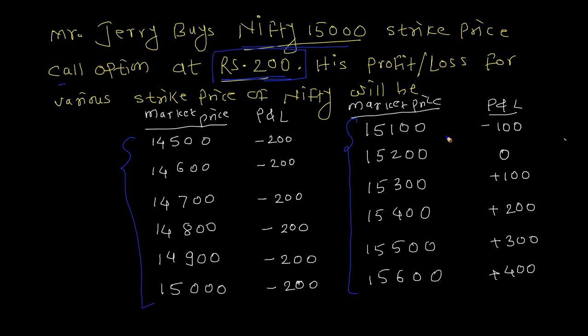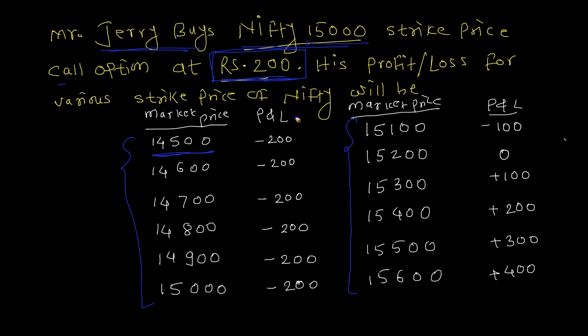So let's say the price is 14,500. We are talking about the profit of Mr. Jerry, who is the option buyer. Now at maturity, Nifty is trading at 14,500. So will I exercise my right? Will I use this coupon, this option, to buy Nifty? If I use this coupon, I'll get Nifty for 15,000.